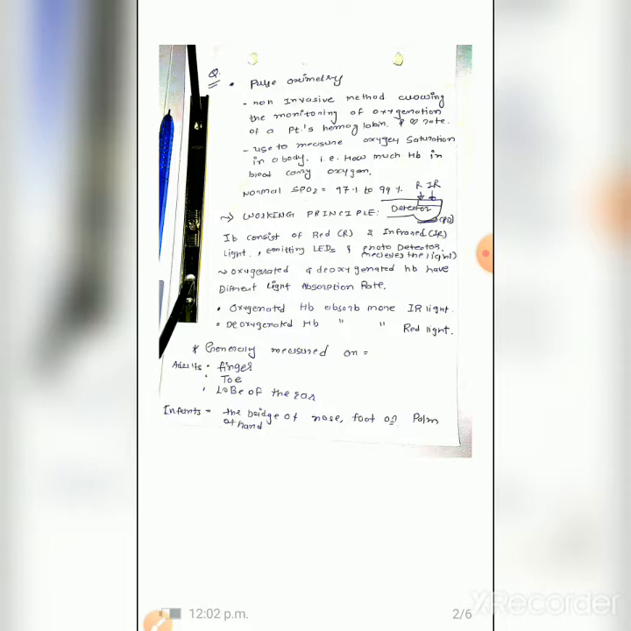The working principle: it consists of red light and infrared light emitting LEDs and a photo detector which receives the light. In the diagram, the photo detector is present in between, and the red light and IR light are present on the oximeter. Oxygenated and deoxygenated hemoglobin differ in light absorption rate. So how do you differentiate between them? If the absorption of IR light is more, we can say there is more oxygenated hemoglobin. But if the absorption of red light is more, we can say there is more deoxygenated hemoglobin.